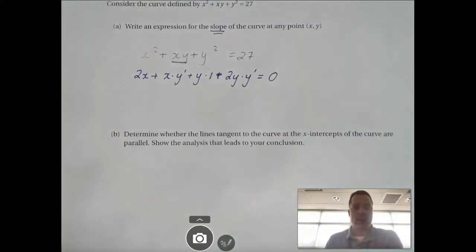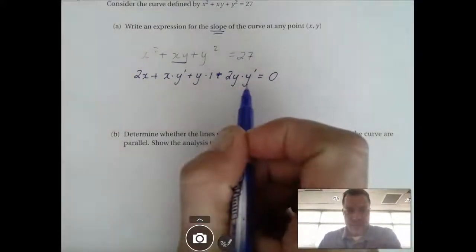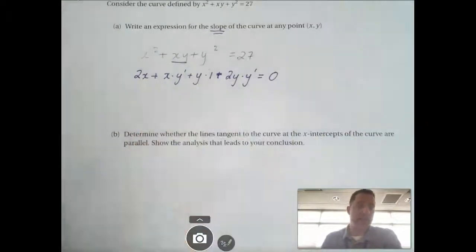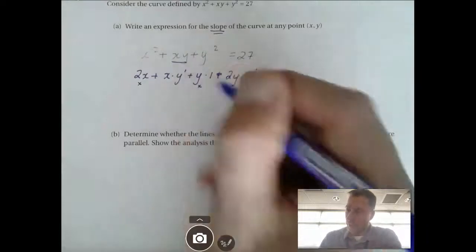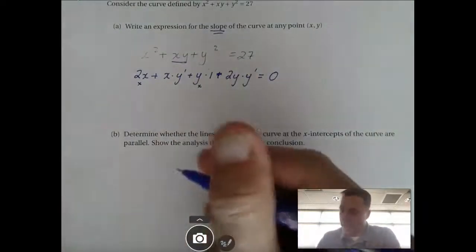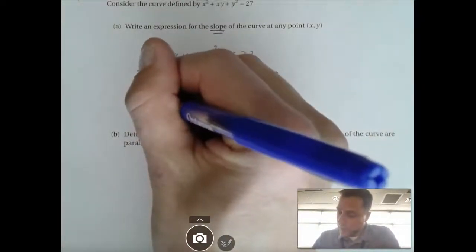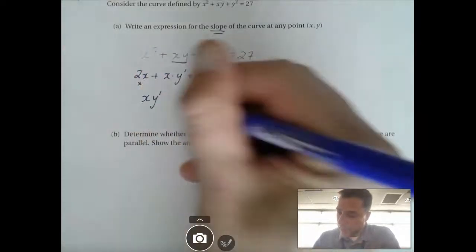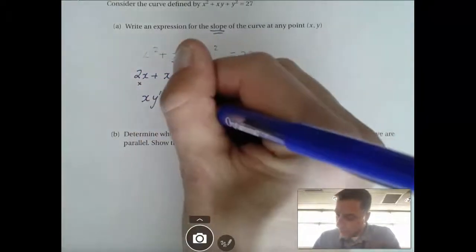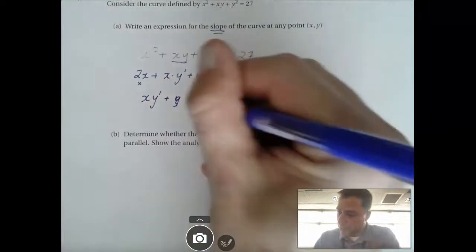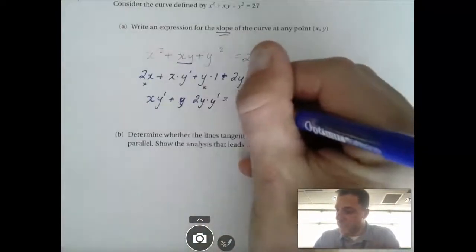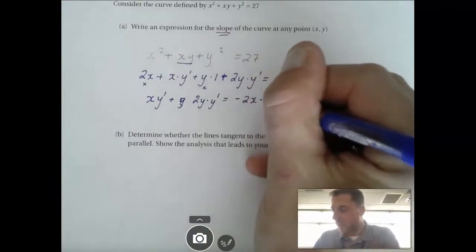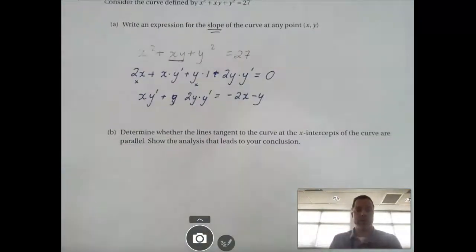So we're lucky here because we got both of our y prime terms on the same side. So that means we've got to get rid of the 2x and the y. We're going to move those over to the other side. So I'm going to be left with x y prime plus 2y times y prime equals negative 2x minus y. I went ahead and brought those other two terms over.